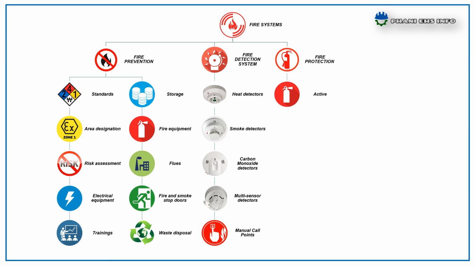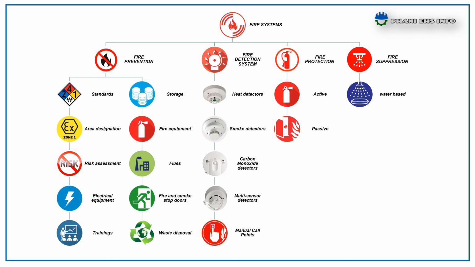Fire protection, these are two types, active and passive. Fire suppression are basically three types: water-based, chemical-based, gas.